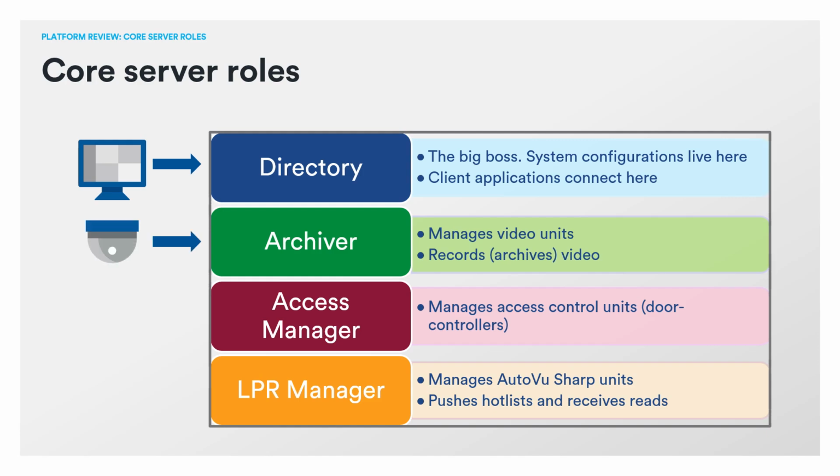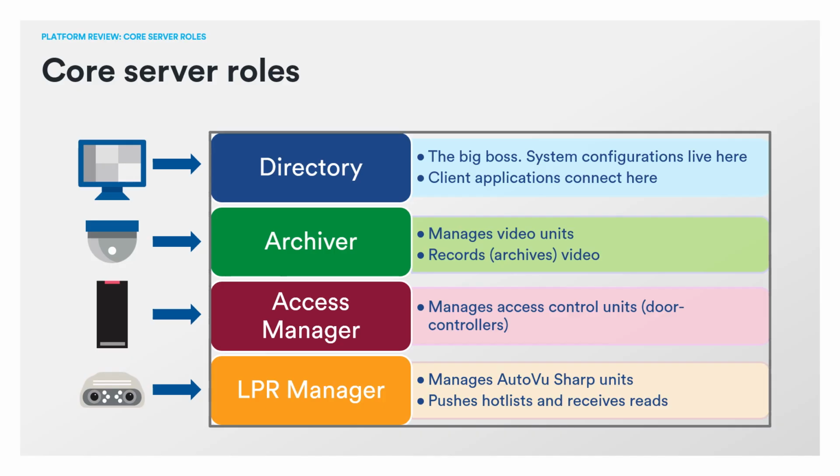The archiver role is the server role responsible for managing cameras and saving video recordings. It must have a network connection to the cameras it needs to manage. The access manager role. This is the server role responsible for managing door hardware and the database of all access events. It must have a network connection to the access control appliances that it will manage. And the LPR manager manages license plate recognition units and must maintain a network connection to the SHARP units that it will manage. These would be the 4 basic roles on which everything else is based.